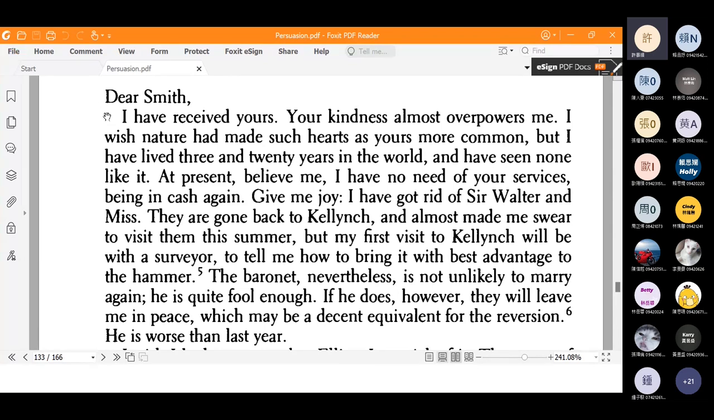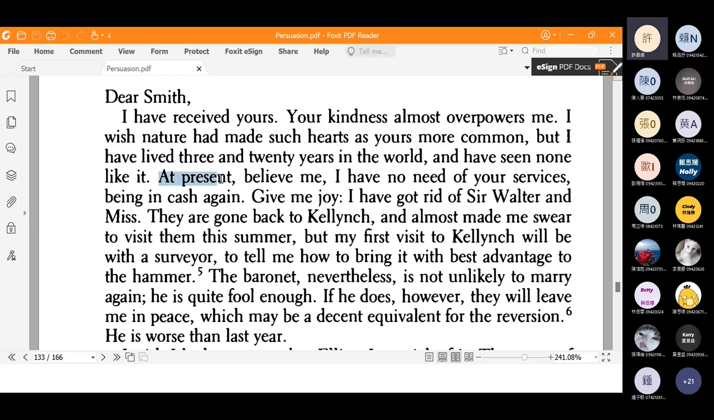Dear Smith, I have received yours, which means your letter. I have received your letter. Your kindness almost overpowers me. You're very kind. I wish nature had made such hearts as yours more common, but I have lived 23 years in the world and have seen none like it. Up to now, Mr. Elliot is being polite. Apparently, Mr. Smith maybe gave him some money or something. So here, Mr. Elliot is thanking him, right? All of this is to say, thank you. You're very kind. You're kinder than anyone I've ever met.